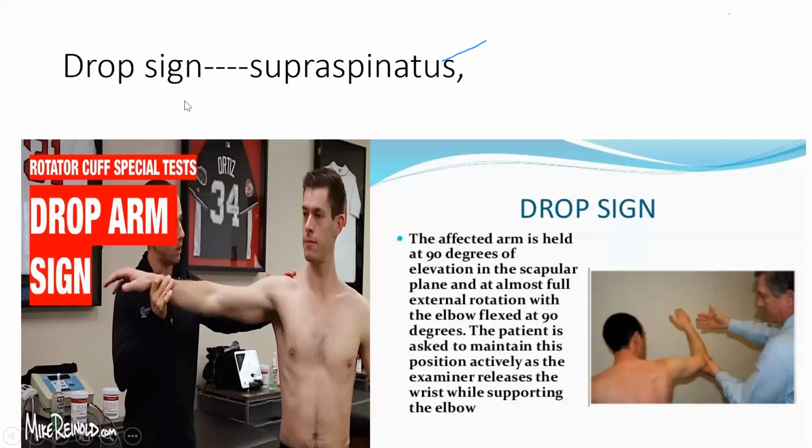Now this is the drop sign. About the supraspinatus, as I already told you, what is the action of supraspinatus? It comes from here and attaches to here. Whenever you contract the supraspinatus, it pulls this up. So it is an abduction type of test. The drop arm sign is where you hold the arm and you just drop it. The affected arm is at 90 degrees of elevation, almost external, with the elbow, and the patient is asked to maintain the position.